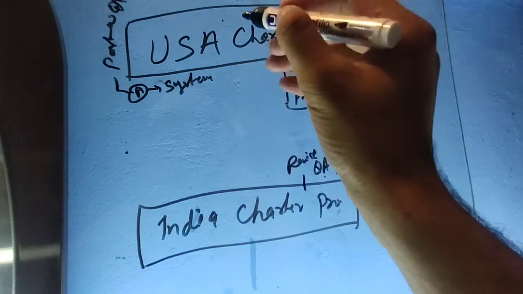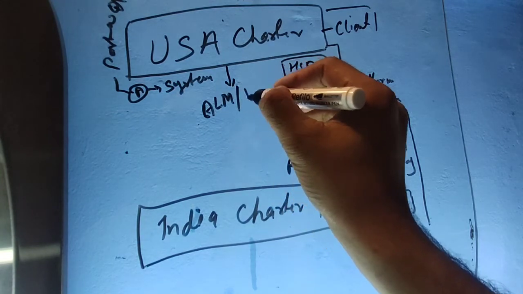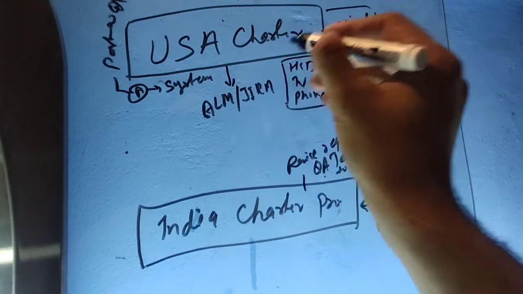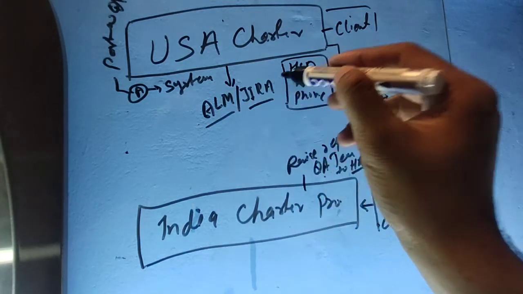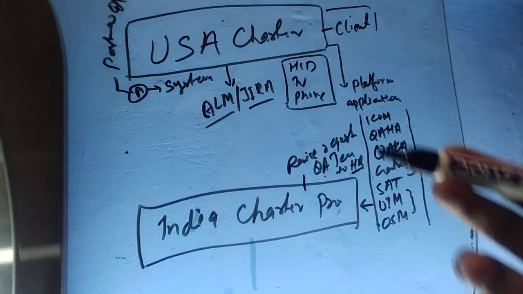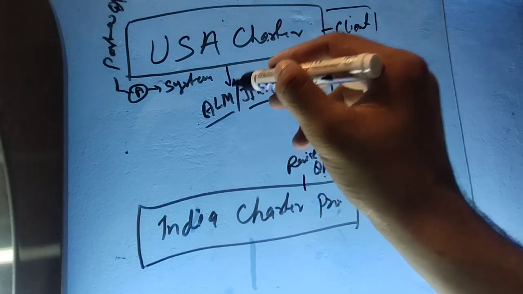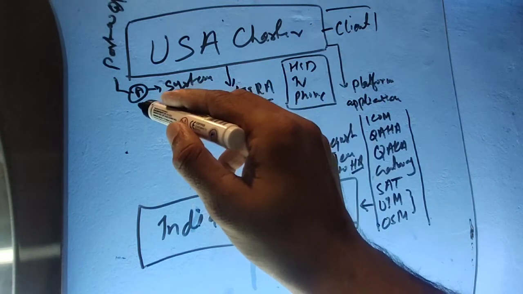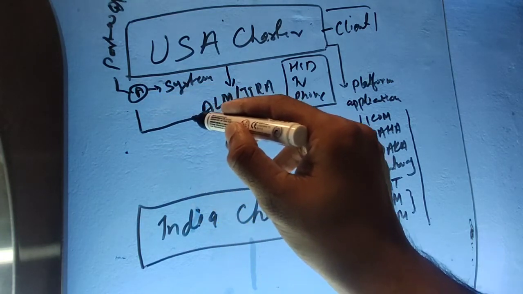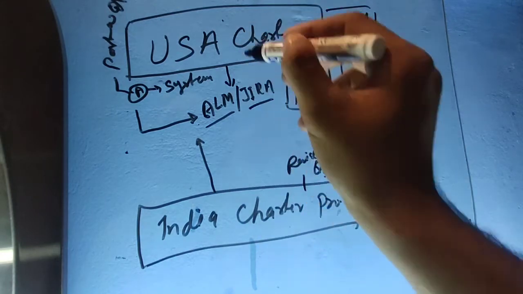Charter provides management tools like ALM and Jira. ALM and Jira are two different management tools where Charter raises a request for testing. Now we'll see how this all happens. When Charter raises a request in ALM, person A will see the request from India, what Charter has requested.